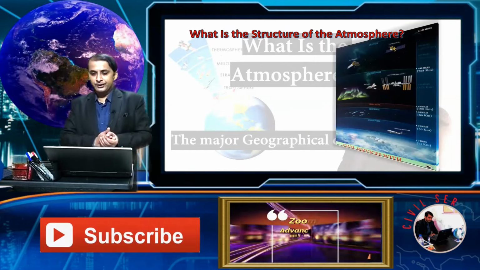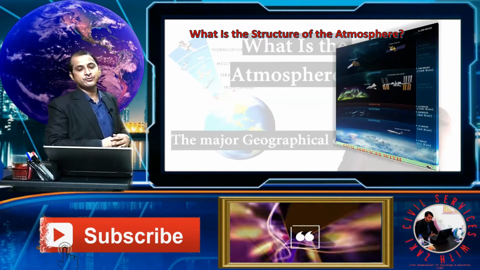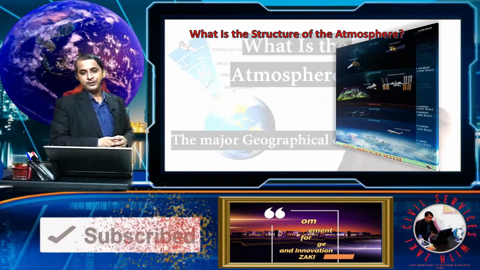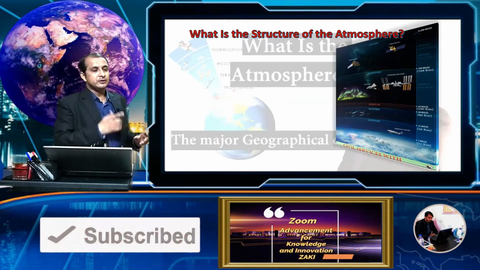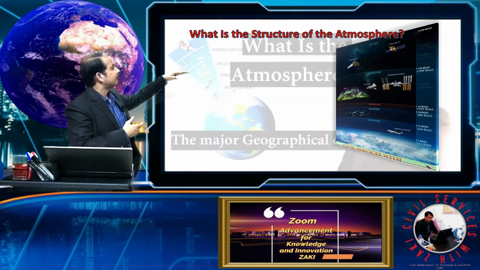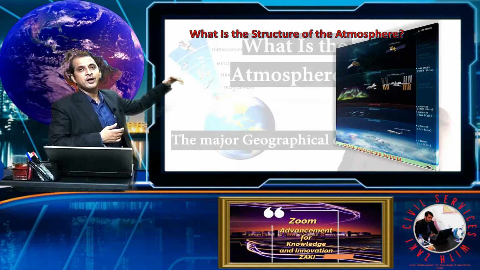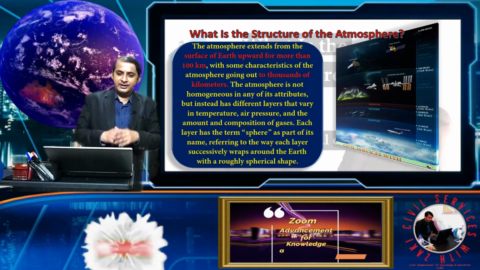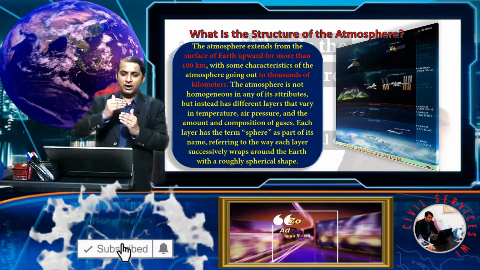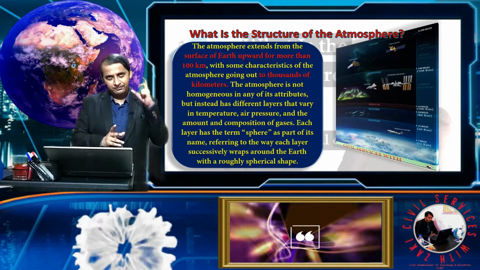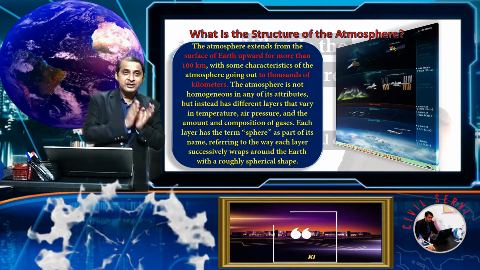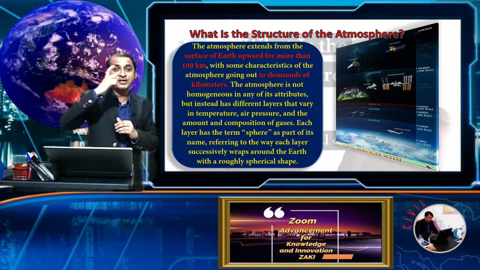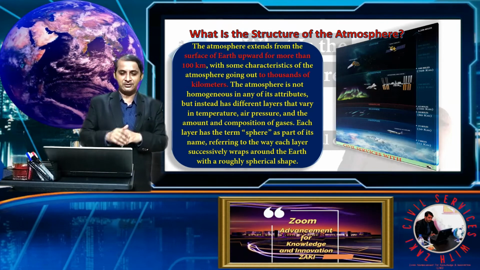So see here, this is our atmosphere. If you see from bottom to top, the mean atmosphere is about 100 kilometers above the earth. The atmosphere extends from the surface of the earth upward more than 100 kilometers. So these main 100-kilometer area of the atmosphere is called the homosphere.